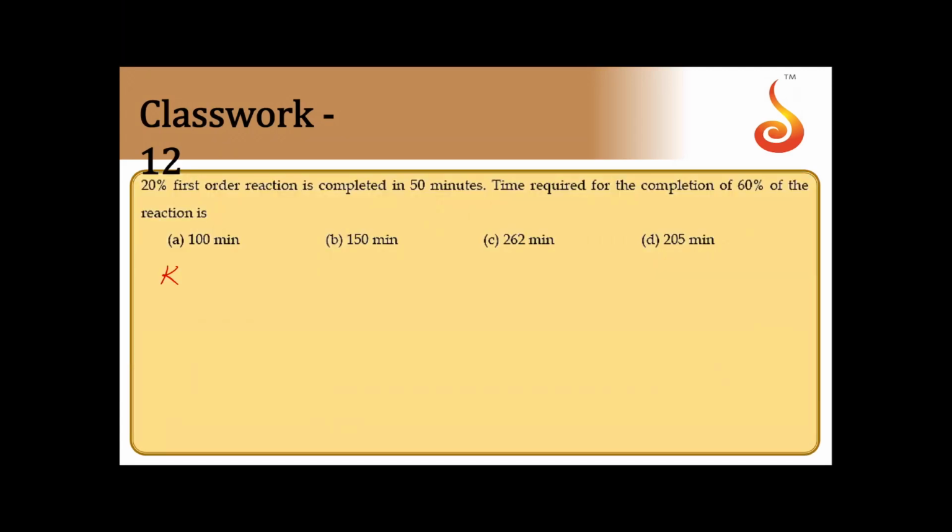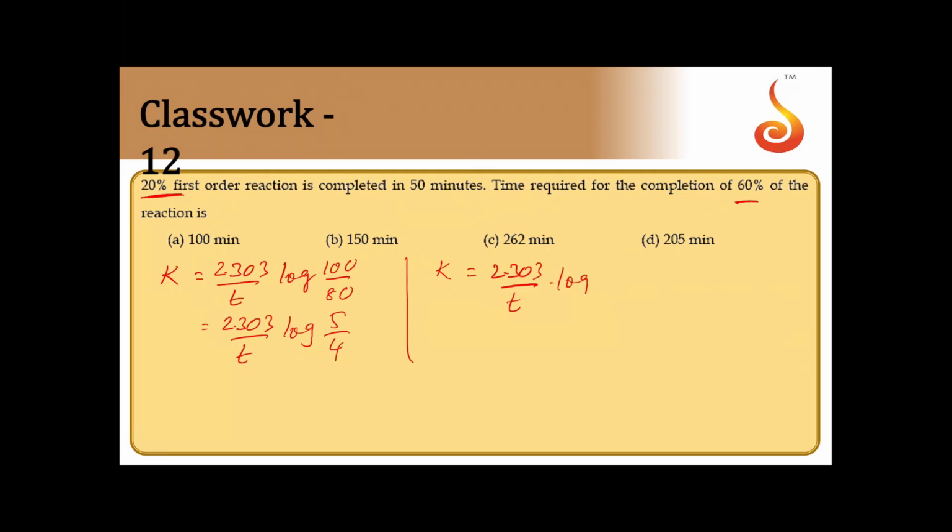So again the same formula, K is equal to 2.303 by T into log of. This is for 20% completion, so log 100 by 80, which is equal to 2.303 by T into log of 5 by 4. Next, for 60% completion, K is equal to 2.303 by T into log of, 60% means 40 remains, so 100 by 40.